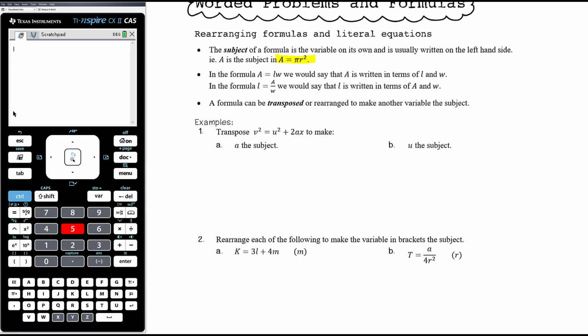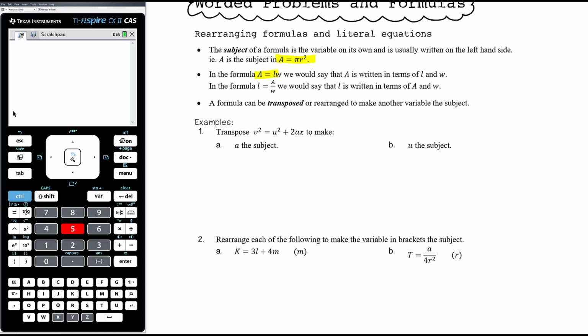In the formula A equals L times W, we would say that A is written in terms of L and W, and therefore A is the subject of this formula also. In the formula L equals A over W, which is simply a rearrangement of the same formula above, this time we have L as the subject, and we would say that L is written in terms of A and W. It's really important to start to understand that language.